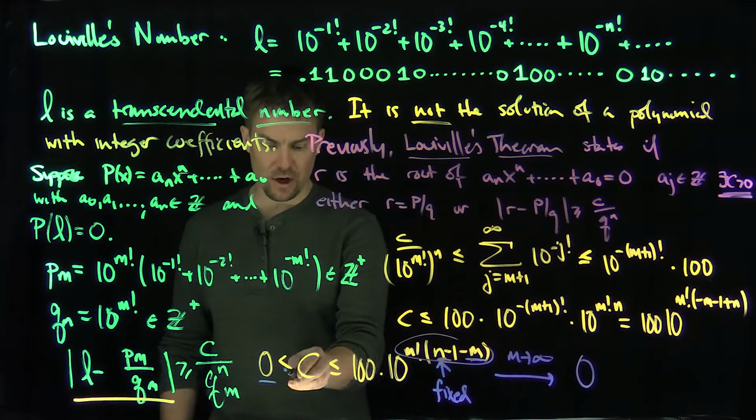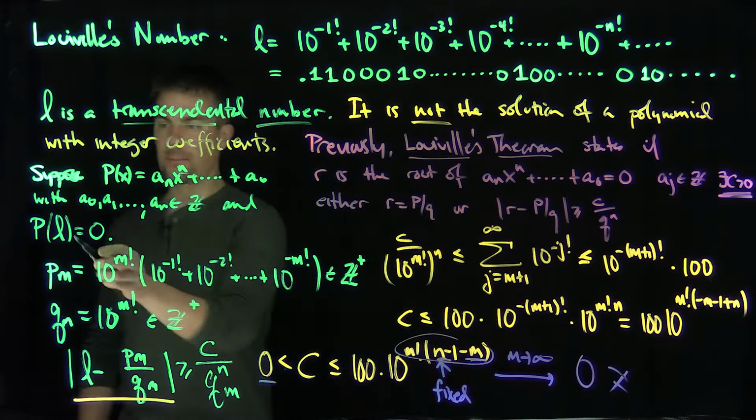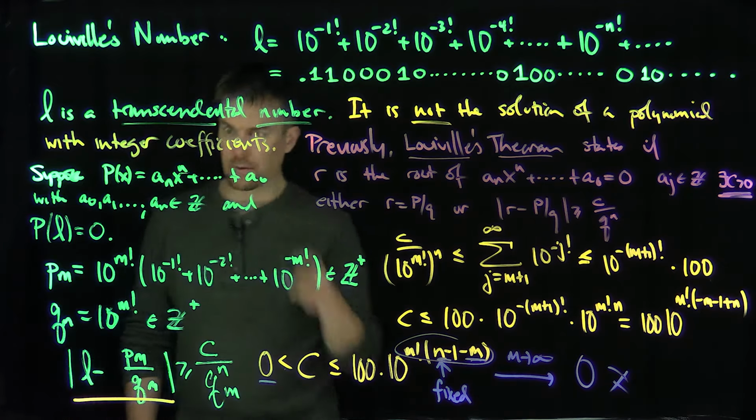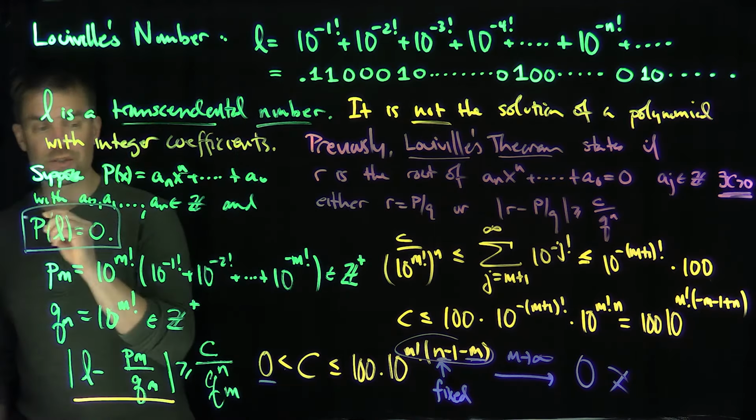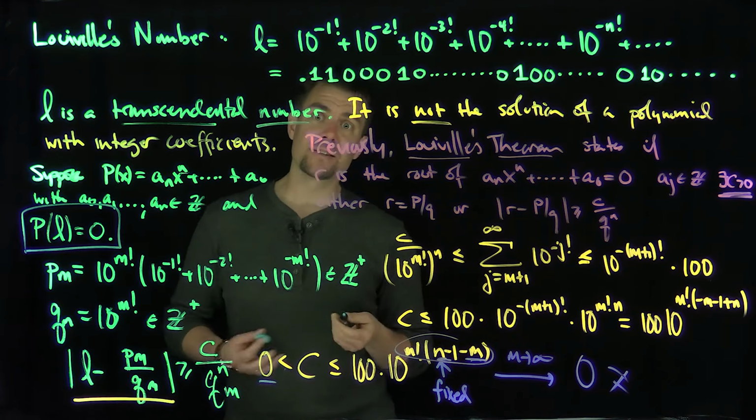So we've just proven that 0 is strictly less than 0, which is a contradiction, which means that this number over here, L, could not have been a solution to this polynomial equation. So that shows that L is a transcendental number.